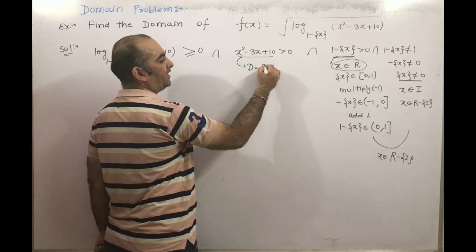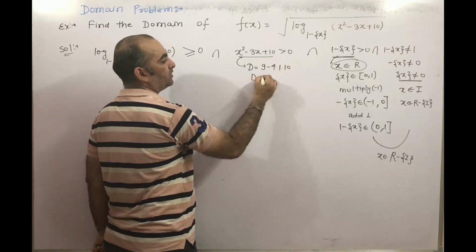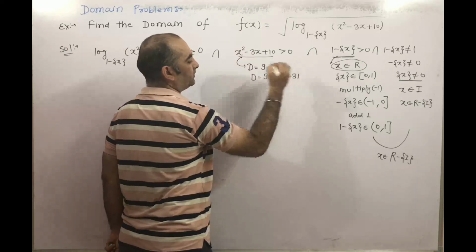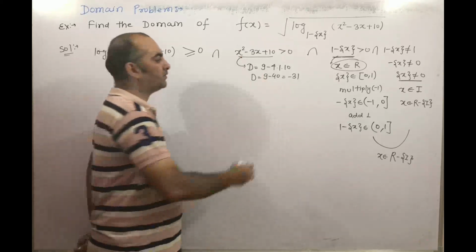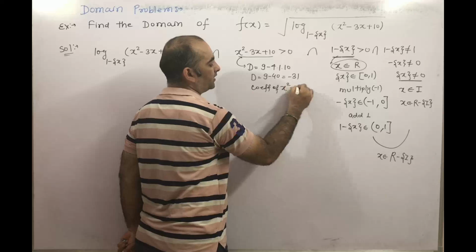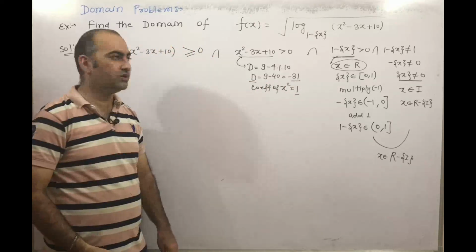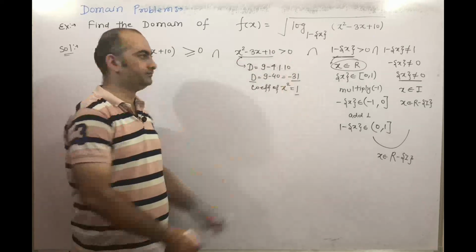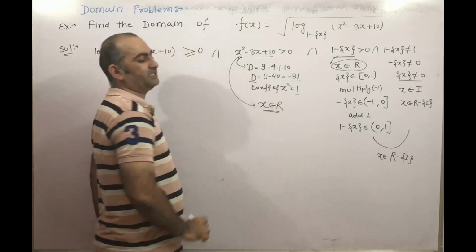So b² is 9, minus 4, a is 1, c is 10. So D equals 9 minus 40, that is minus 31. So the discriminant is negative, and the coefficient of x² is 1, positive. So we can say x² − 3x + 10 is always greater than 0 for all x belongs to R. So this is always defined.